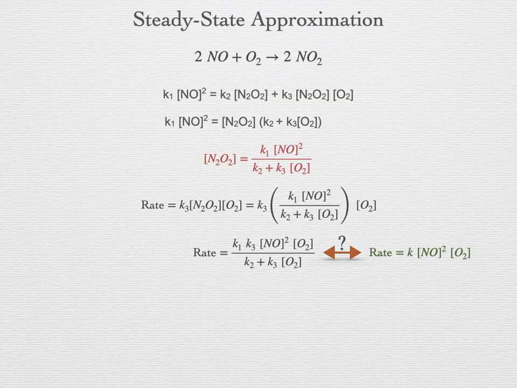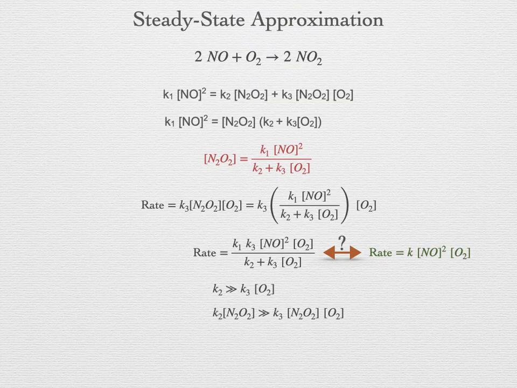So what if K2 was much larger than K3 times O2? Now this inequality would still hold even if we multiply both sides by N2O2. But these expressions are now just the reaction rate for the elementary steps 2 and 3. The proposed inequality is essentially saying that step 3 is slow and step 2 is fast.